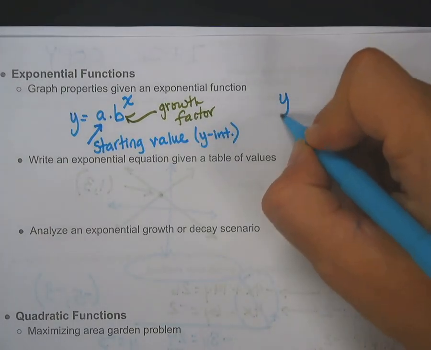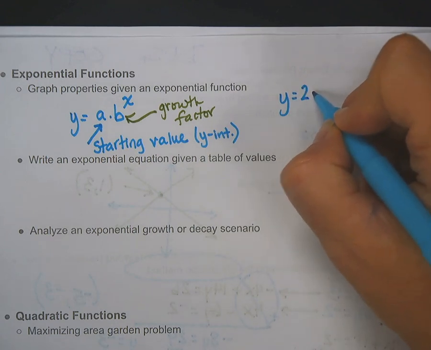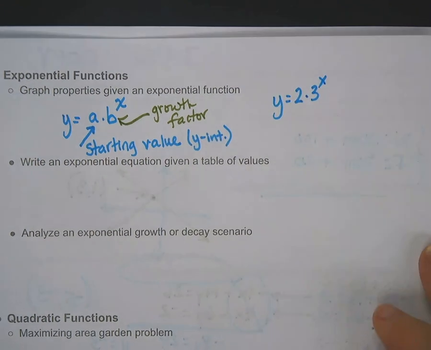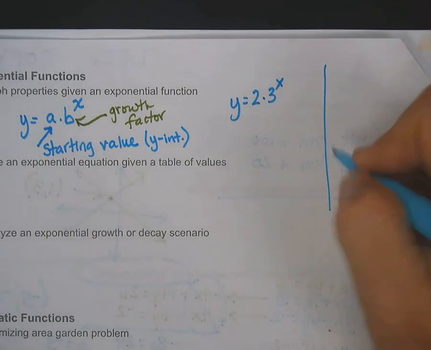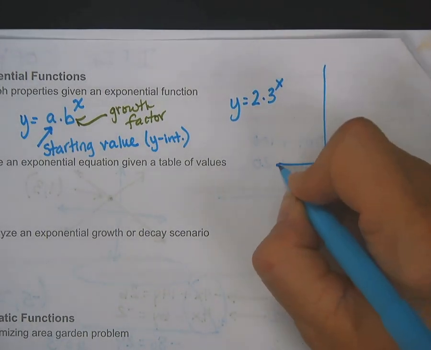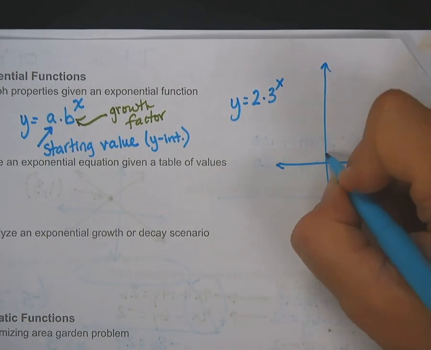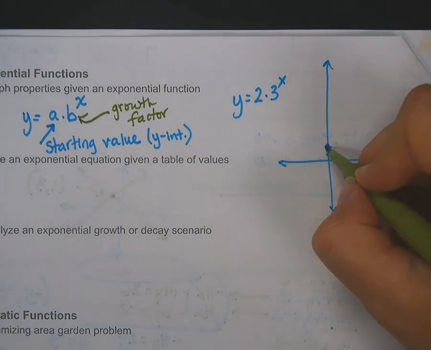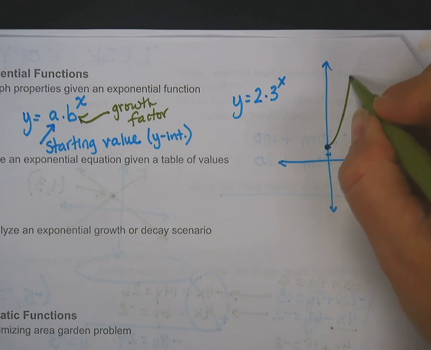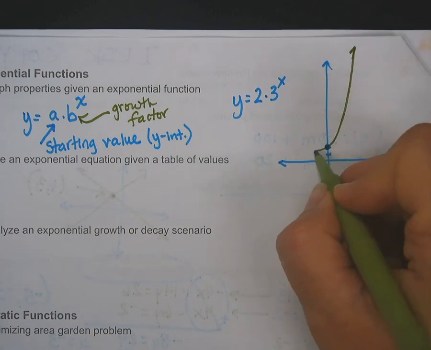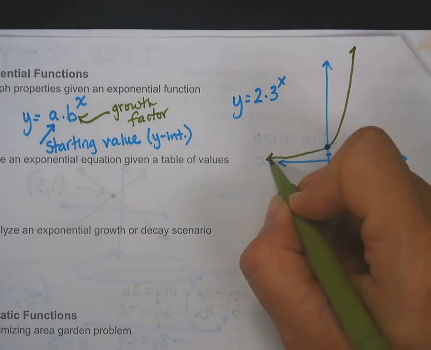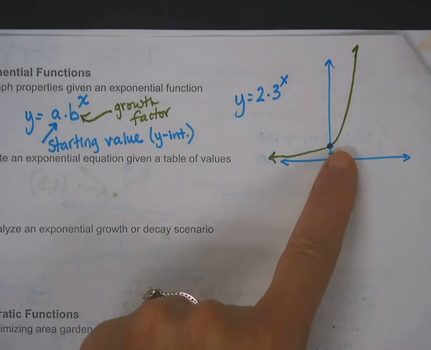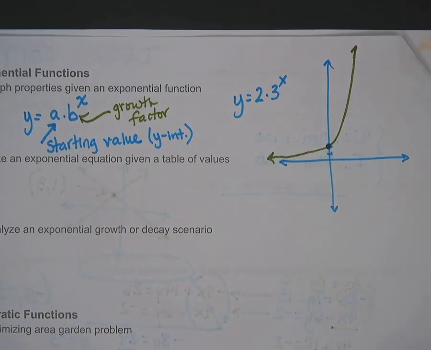So if we had y equals 2 times 3 to the x power, that would mean that our graph starts at 2 on the y-axis, and it's growing pretty quickly at a rate of 3. And remember, the property of exponentials is that it tails off to the end with an asymptote.